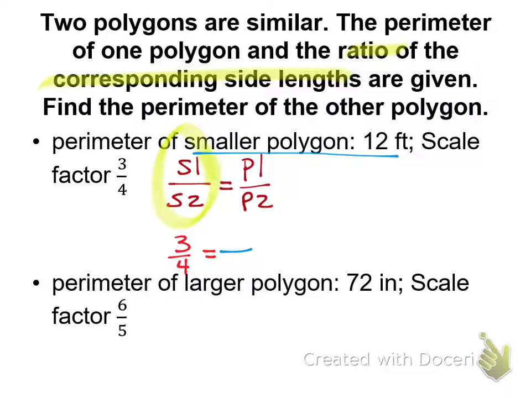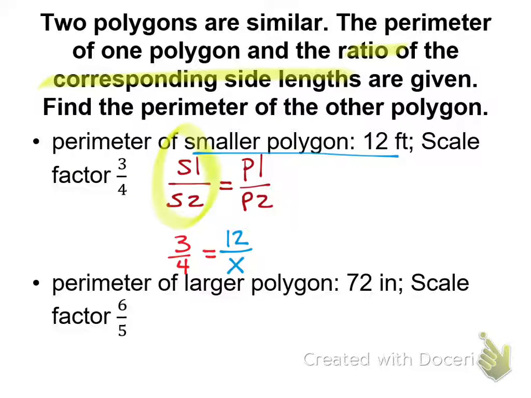So our smaller number should go in the numerator in this case, and the bigger number should go in the denominator in order to make it match. Everyone follow that logic? So 12 is the smaller polygon. We do not know the perimeter of the larger polygon. You put X, you put P, it doesn't matter. This is just option 1.